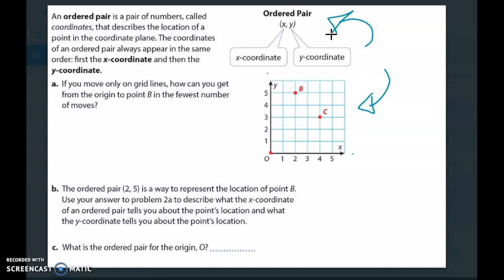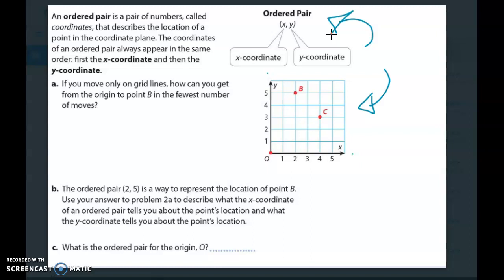Your first number is going to be your x-axis, like I was explaining in the slide before. And your second number is going to be on your y-axis, going up and down. It says an ordered pair is a pair of numbers called coordinates that describes the location of a point in the coordinate plane. The coordinates of an ordered pair always appear in the same order. First the x-coordinate and then the y-coordinate.